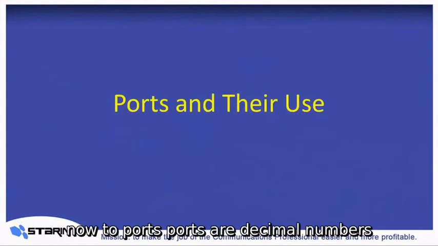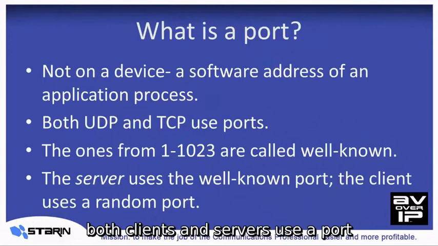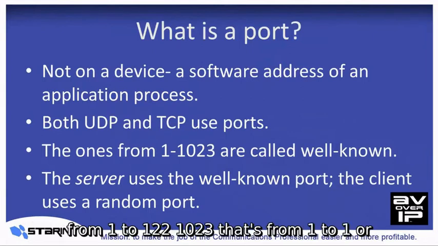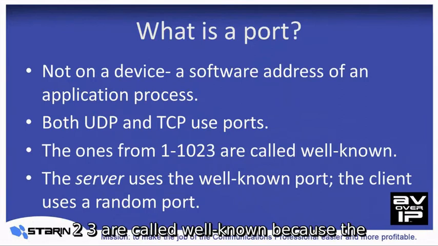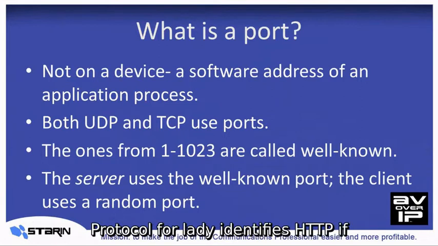So let's turn our attention now to ports. Ports are decimal numbers that identify the application processes. Both clients and servers use a port number. Both TCP and UDP use ports. Ports from 1 to 1023 are called well-known because the entire Internet community agrees on their use. For example, 25 is a port identifying simple mail transfer protocol.